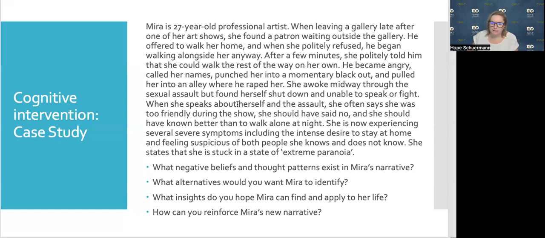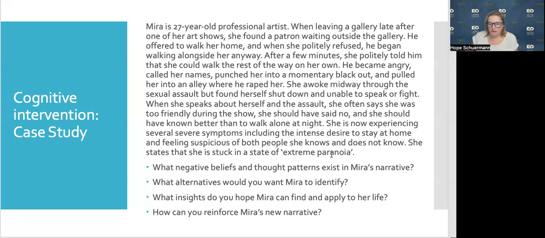Those are some of the things that I would want to use psychoeducation to talk to Mira about. Some alternatives that I would want her to identify are different ways to talk to herself about the blame and shame. One example would be, I could have said no if my brain had allowed me to, but it didn't. That allows her to let go of that blame because her body was in a fear response, and we don't have a lot of control over what our brain tells us to do during those times.